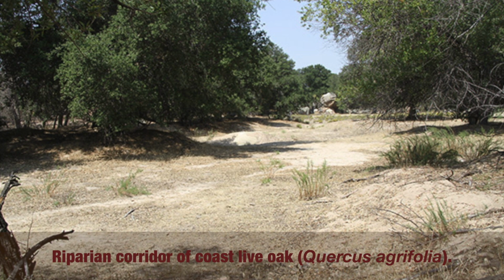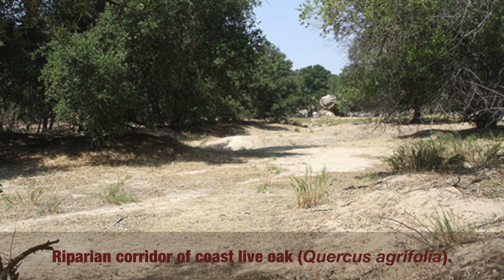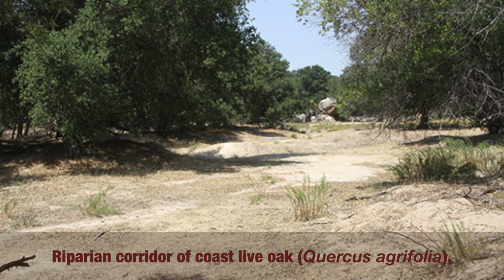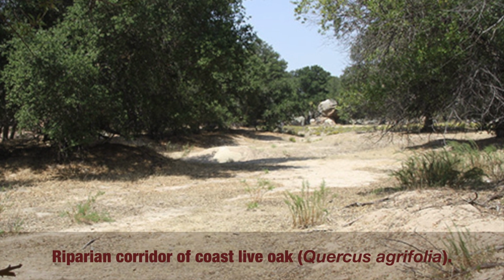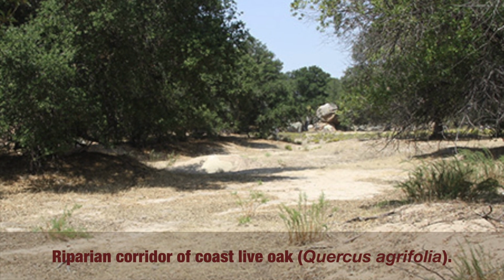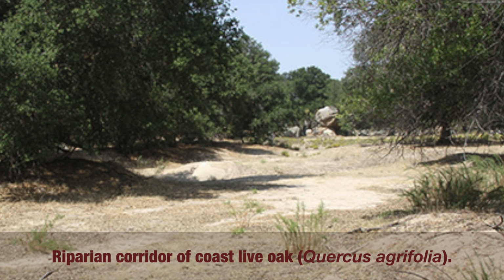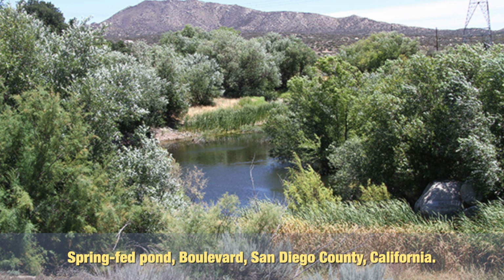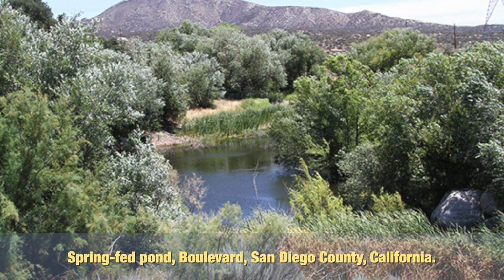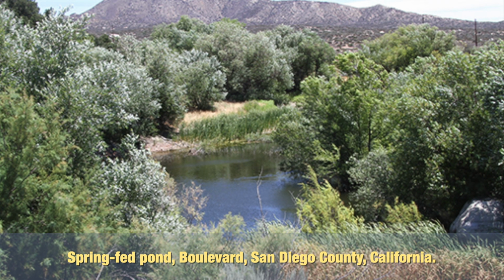3. The presence or absence of springs, which are a function of local geology and geomorphology. This figure shows a riparian corridor of coast live oak in Tierra del Sol, San Diego County, California. The creek is ephemeral, with surface water flowing only in response to rainfall. Yet there is enough year-round moisture in the soil of this semi-arid desert to support a healthy riparian corridor.